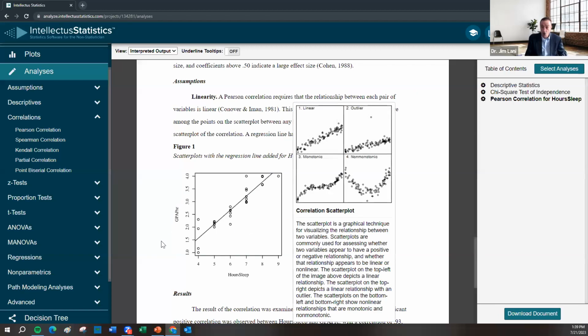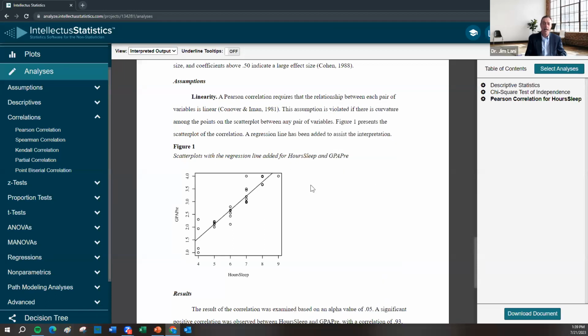And so when we scroll over, what's going on here? This is indicating what a linear relationship should look like. This is an outlier, not good. And this is curvilinear, U-shaped, or some weird S shape going on here. So one of the assumptions is that you want it to be linear in nature. Okay.